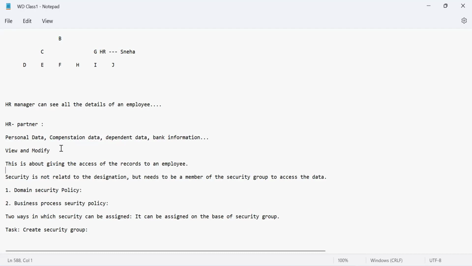I work as a security administrator, but I will have more permissions than the CEO of the organization. Are you getting my point? So security is not at all related to the designation. It depends on the responsibility, the role that you're performing in the organization. As per that, the permissions are given. A CEO has to take business decisions, not make application changes, so accordingly, permissions are given.